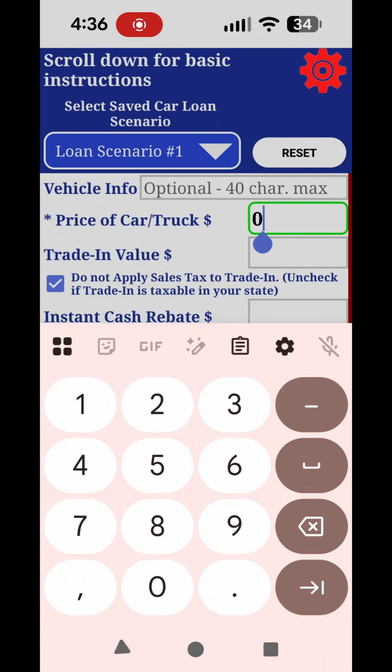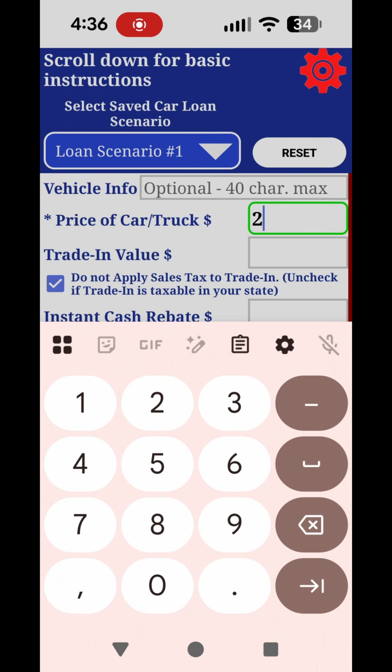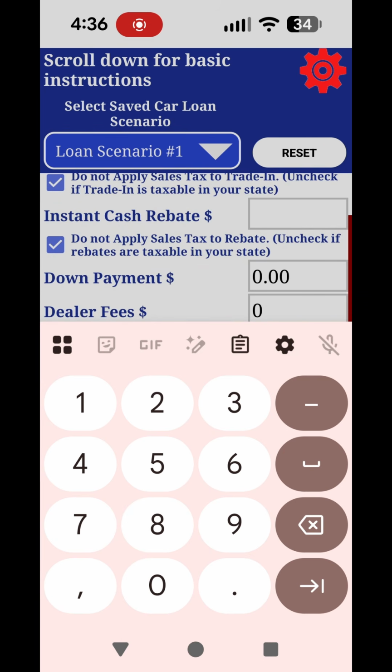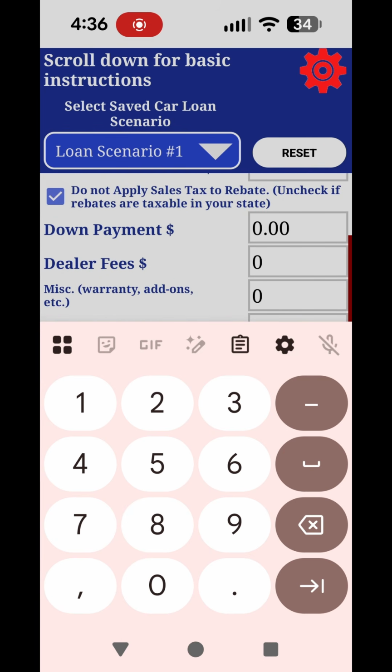Okay, so let's say our priced car is $25,500. Next, there's no trade-in. There is no instant cash rebate. Down money, let's say we're going to put $2,000 down. Okay. And dealer fees. So here's where I want to show you what to put in.